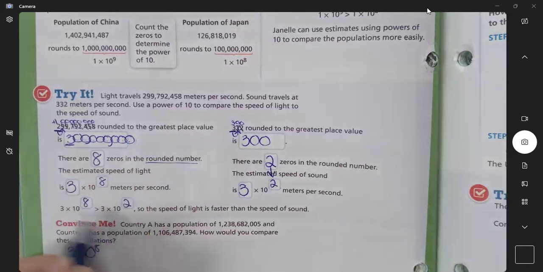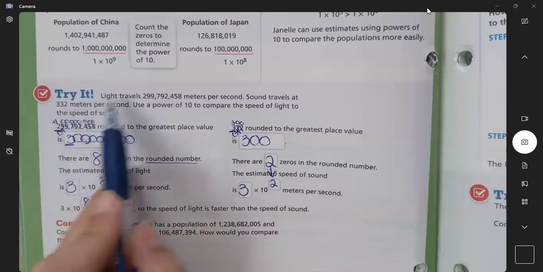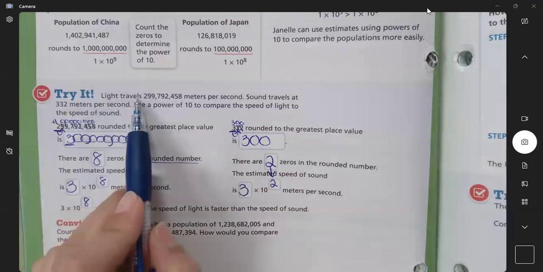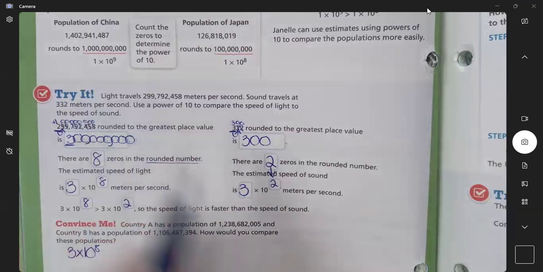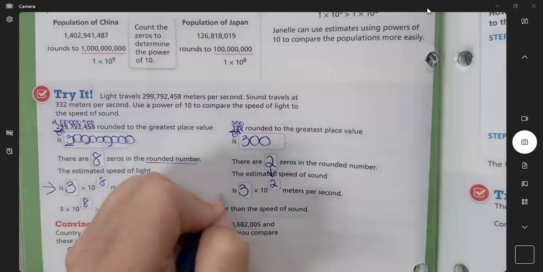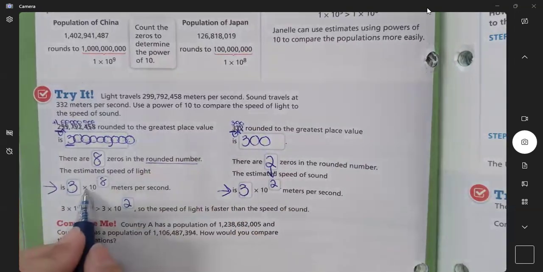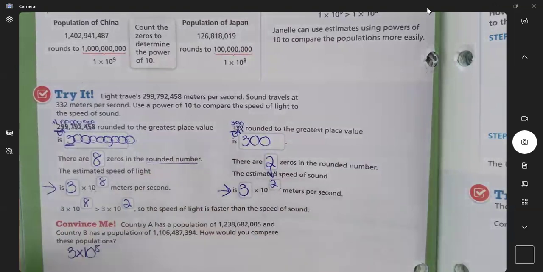You can see, obviously, 10 to the 8 is greater than 10 to the 2nd. We could see that immediately, but again, that's not the point. The point is teaching you how to estimate using scientific notation. This is scientific notation. This is scientific notation. It's a whole number times a power of 10. We're going to get into that more tomorrow. All right.